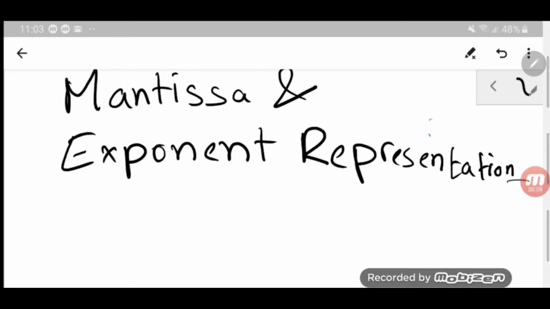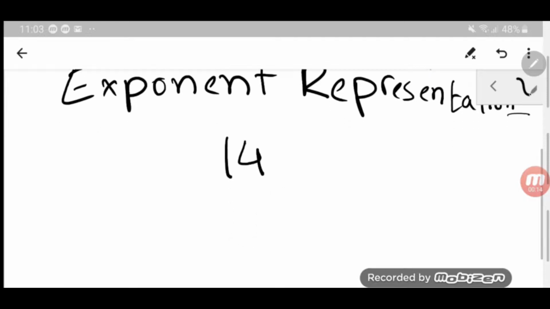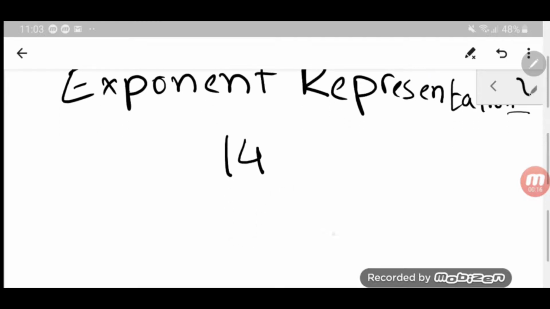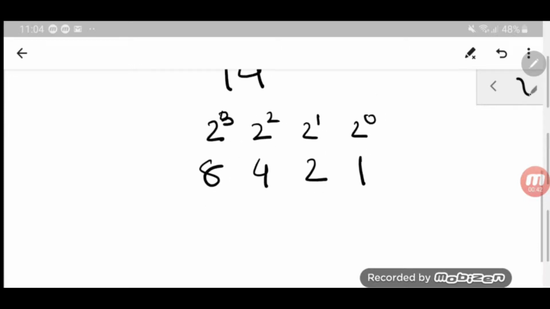Suppose we want to convert the denary number 14 to binary. At first, let's write the place values, which is 2 to the power 0, 2 to the power 1, 2 to the power 2, and 2 to the power 3. So these place values equal 1, 2, 4, and 8. Then let's fill up the places accordingly.